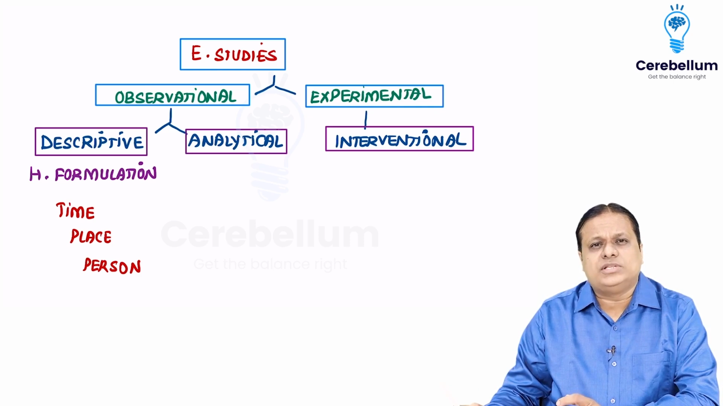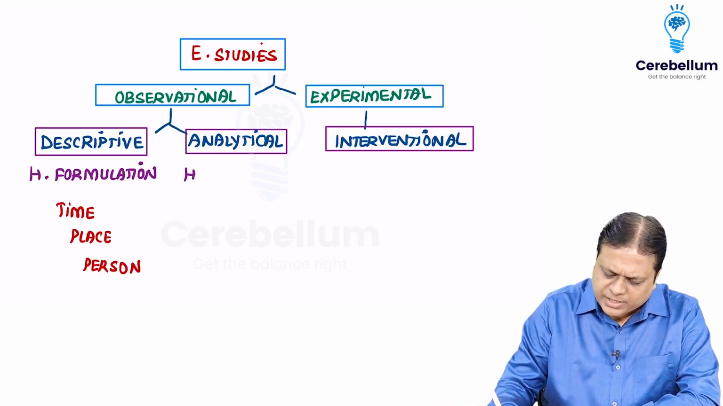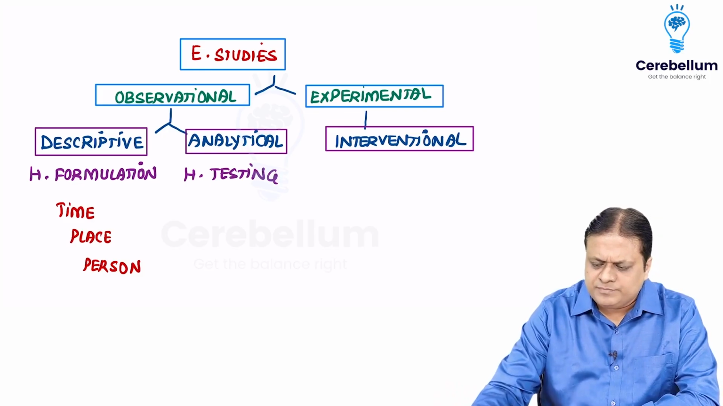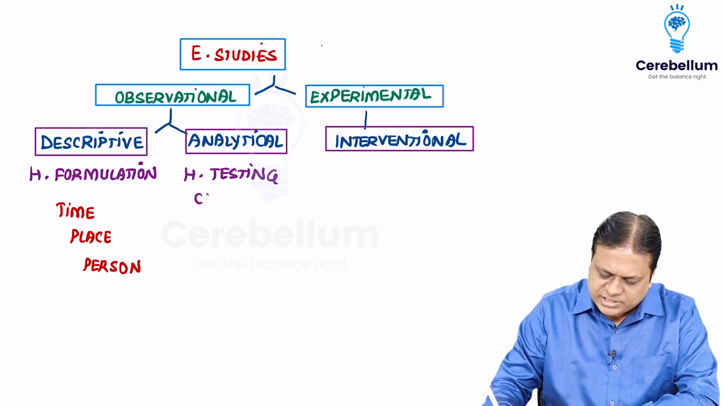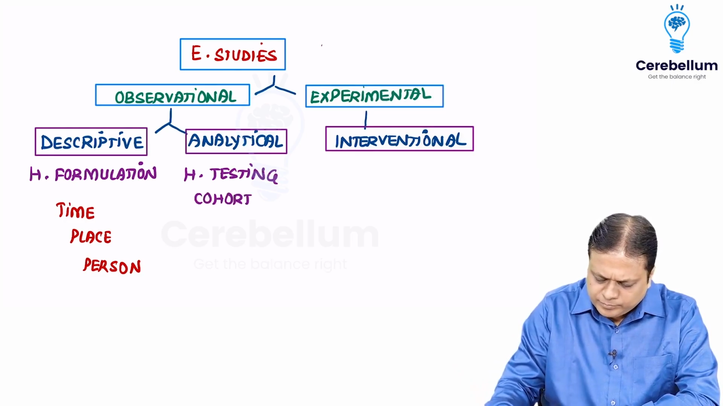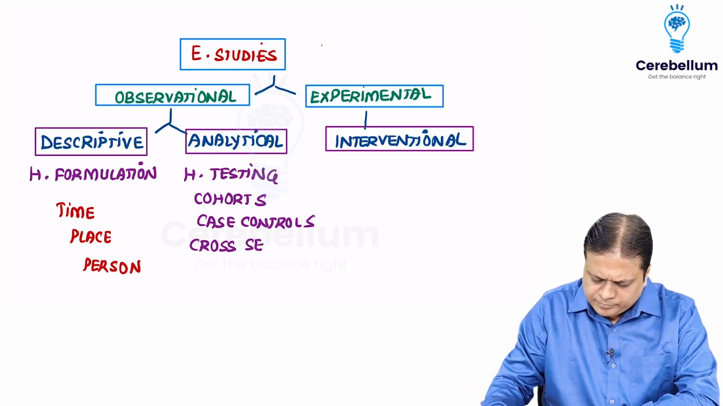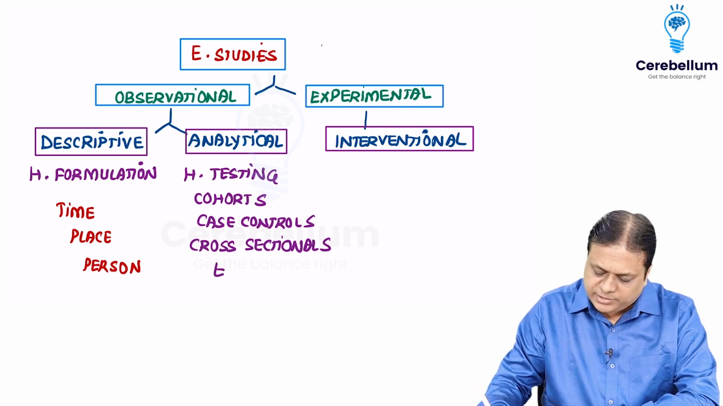After you have made the hypothesis, you have to test it also. Here is where analytical studies come. So analytical studies are used for hypothesis testing. How will you test your hypothesis? You can test it by using one out of the 4 different study designs. These are cohort study, case control study, cross-sectional study, and ecological study.